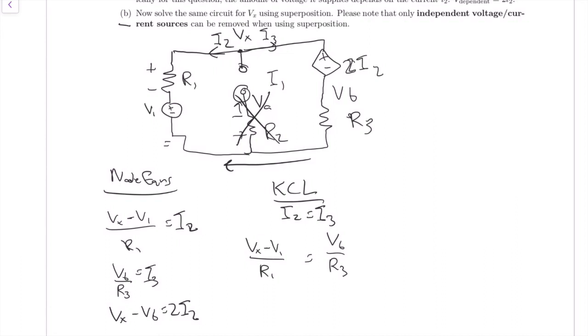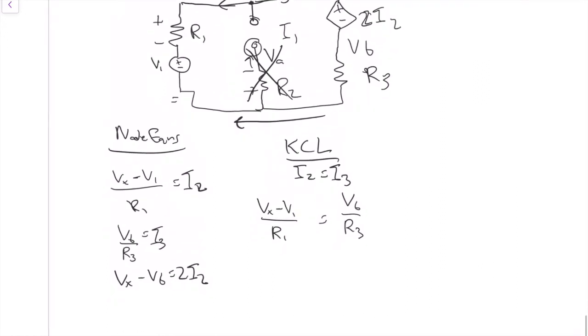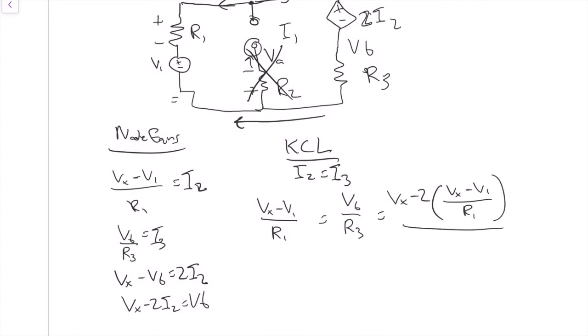Now we can actually write this VB again in terms of I2. So let's do that once again. Vx minus 2I2 is equal to VB. And we can say this right here: Vx minus 2 times the quantity I2, which again is Vx minus V1 over R1. And then this is all over R3. Okay, so we don't even need this anymore.